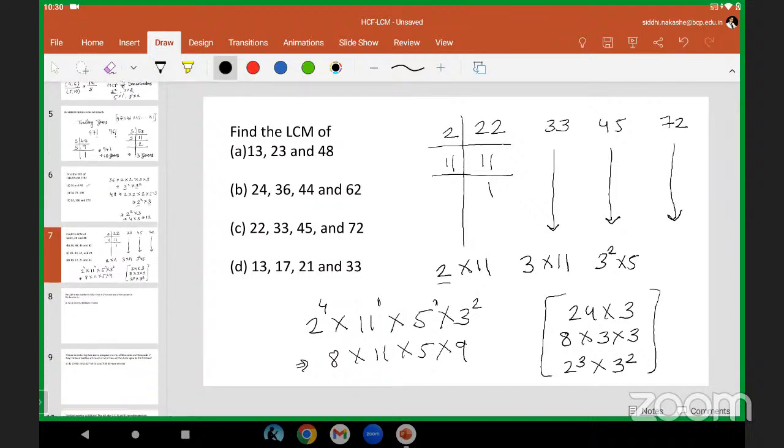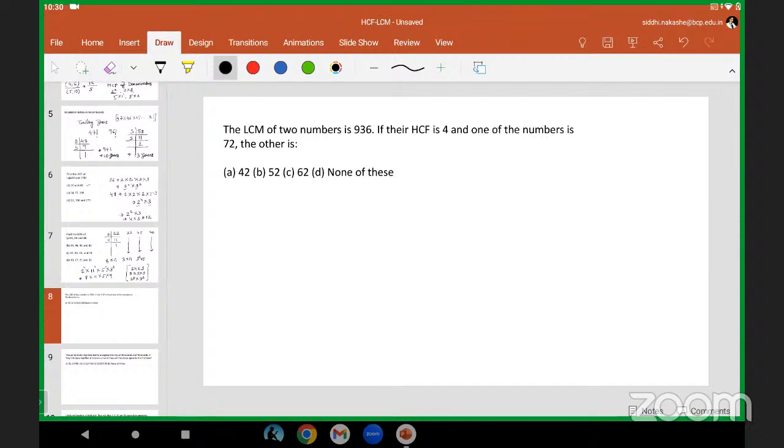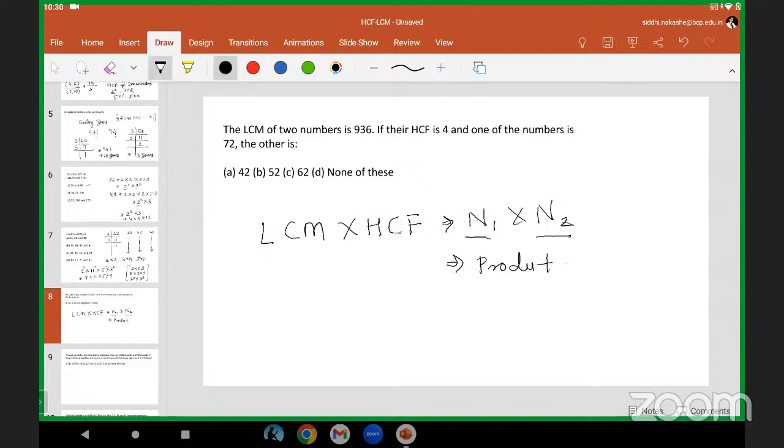So this is the base fundamental for LCM and HCF. There is one formula which comes in every exam, especially the speed based exams, that is LCM into HCF is equal to N1 into N2. These are two numbers, and when they are multiplied they form a product. So the product of numbers is nothing but the LCM of those numbers into the HCF of those numbers. So we'll input these values as per the formula.